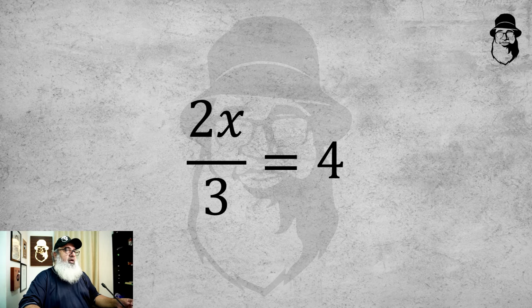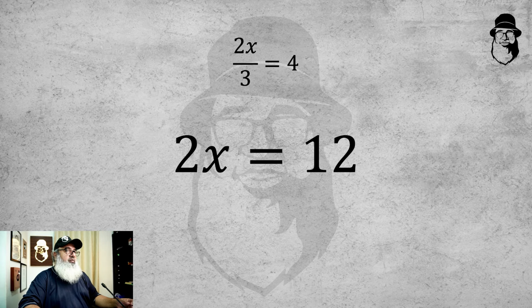To solve 2x over 3 is equal to 4, multiply 3 by 4 to get 12. Then 12 divided by 2 is equal to 6. So x is equal to 6.